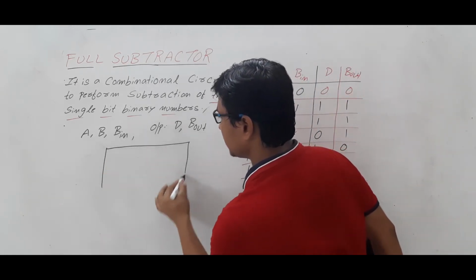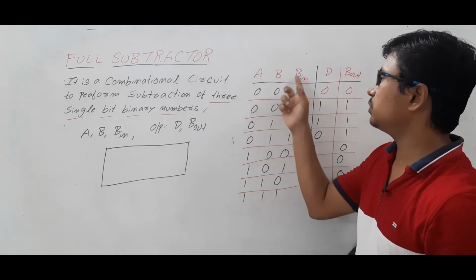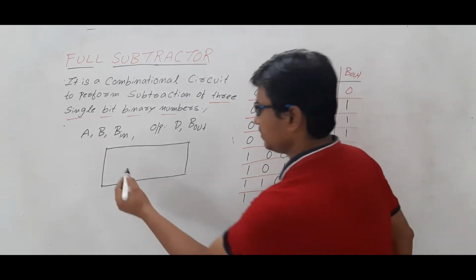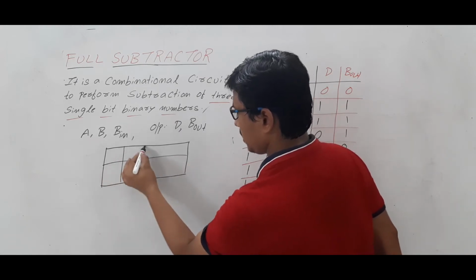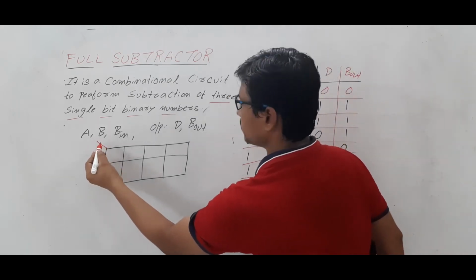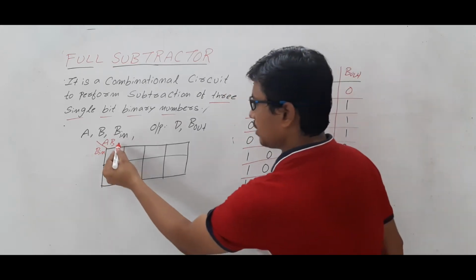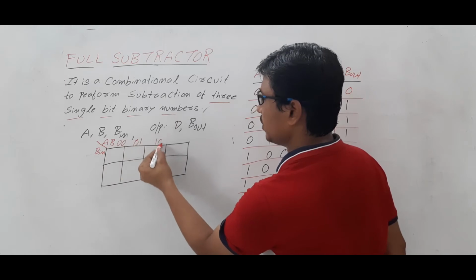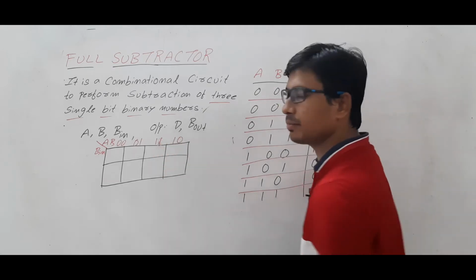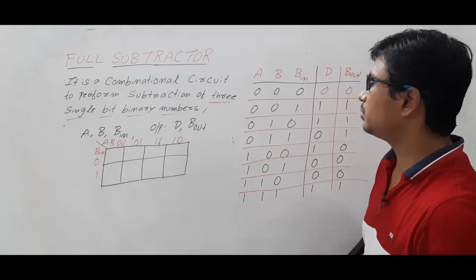Now can anyone tell me how many cells will be there in the K-map? As you see that we have 3 inputs, so we will have 2 power 3, 8 cells in the K-map. This is my AB and this is my borrow in. I will have 0, 0, 0, 1, 1, 1, 1, 0. Is it clear? Because they should differ by a single bit only. And then 0, 1. Is it clear?